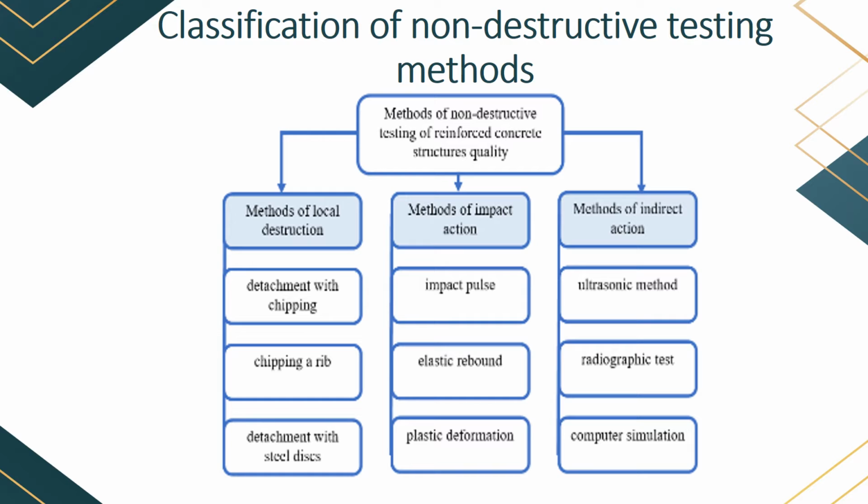Among other methods of non-destructive testing of concrete and reinforced concrete structures, methods of local destruction are more often used during the building structure survey. At the core of each of the three methods of local destruction in the identification of concrete strength characteristic is the internal resistance of a material to the detachment of its parts. Out of the three methods of local destruction, the method of detachment with chipping is the most widely used.